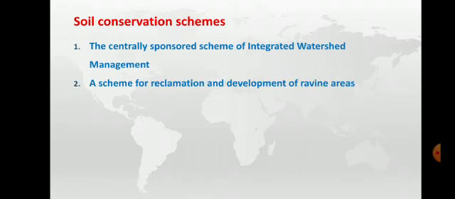The next scheme is a scheme for reclamation and development of ravine areas, launched in 1987-88 in Madhya Pradesh, Uttar Pradesh and Rajasthan. This scheme helped the people with fuel, fodder and reclamation of shallow ravines. Trees were planted over here.